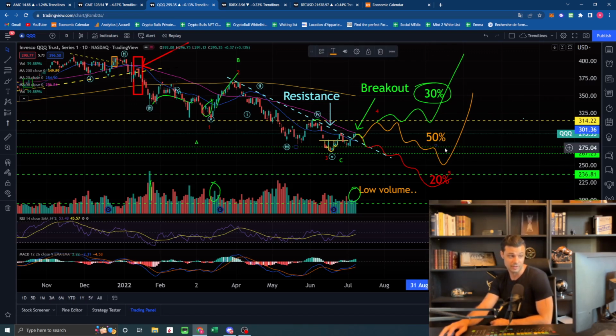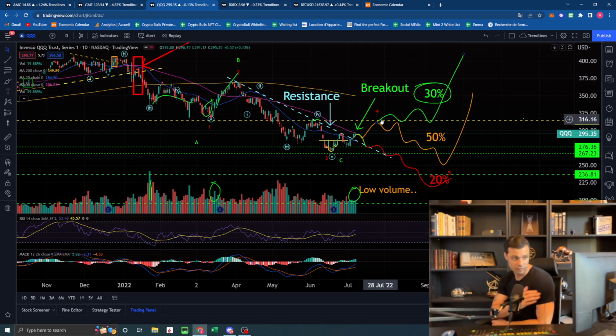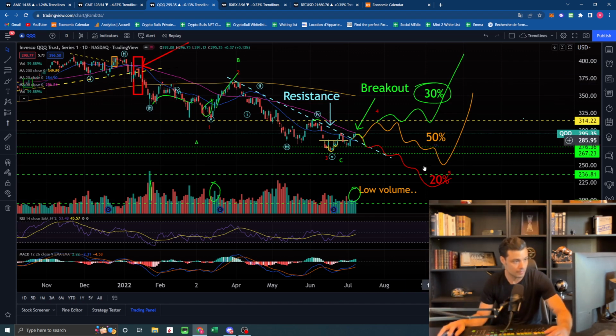All right, you can see 50-20. Once we are at 315, of course, those probabilities are going to change because it means that we would have gone up. But for now, there is still a more than 50% chance that we make a new low in the coming 2 months, to me. All right, this is only my view, but this is what I think.